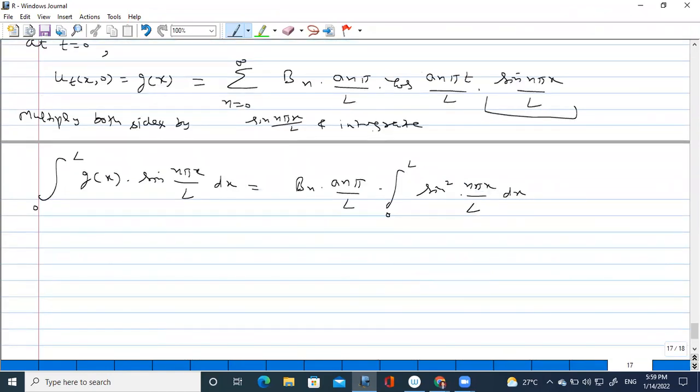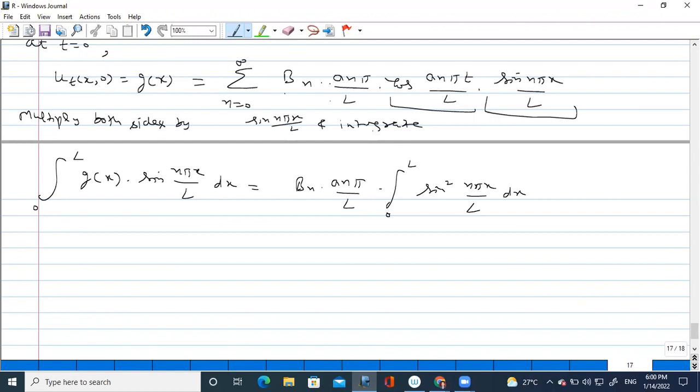And here, this is the term which will be integrated, and this is also there.